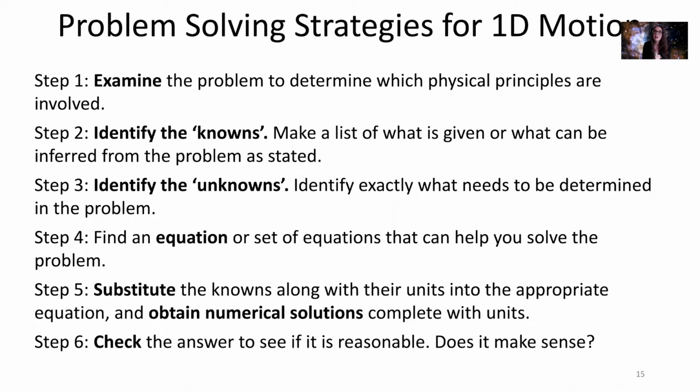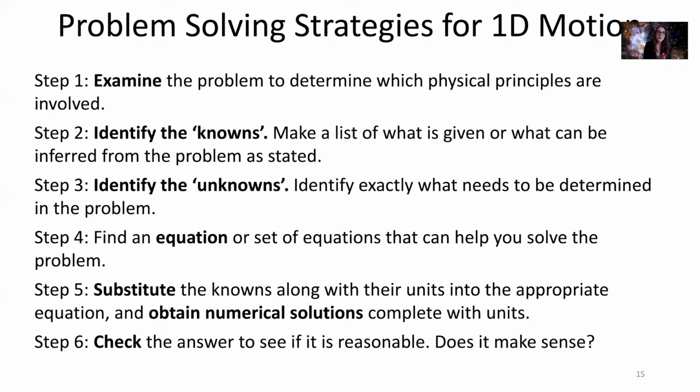Make a list of the things that are given to us in the problem already, or what we can infer based on what we just read about the problem. The next step is identifying the unknowns, the things we don't know. Identify exactly what needs to be determined in the problem. What is the problem asking us to solve for? Step 4, find an equation or a set of equations that can help you solve the problem. That's essentially our set of 5 equations that we just went through.